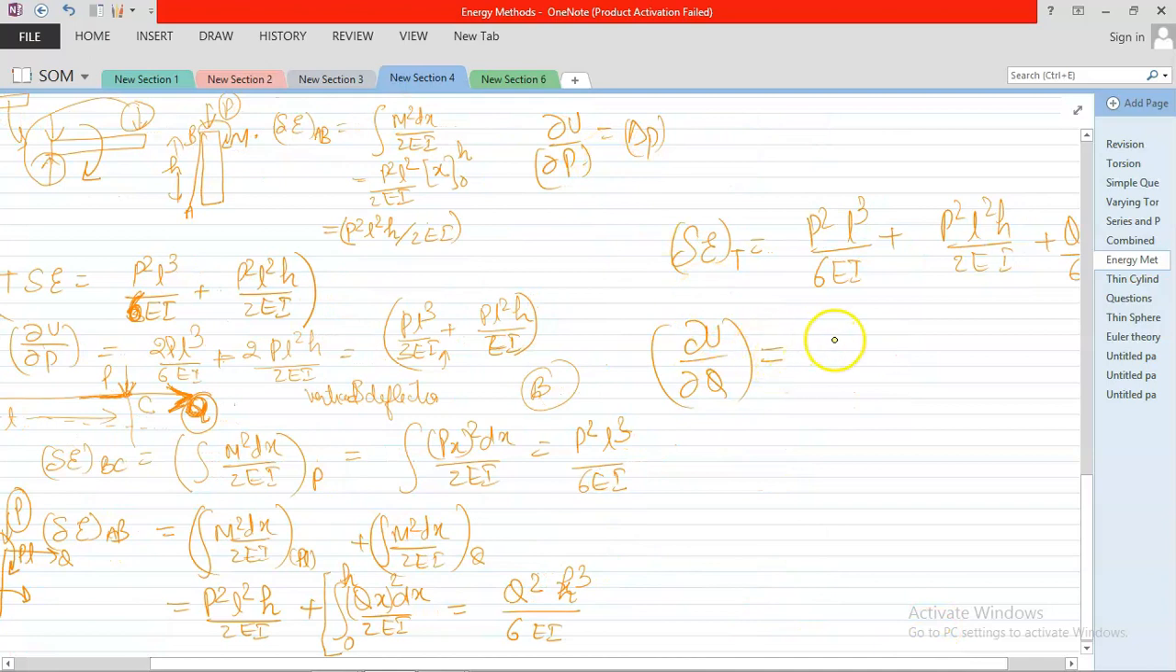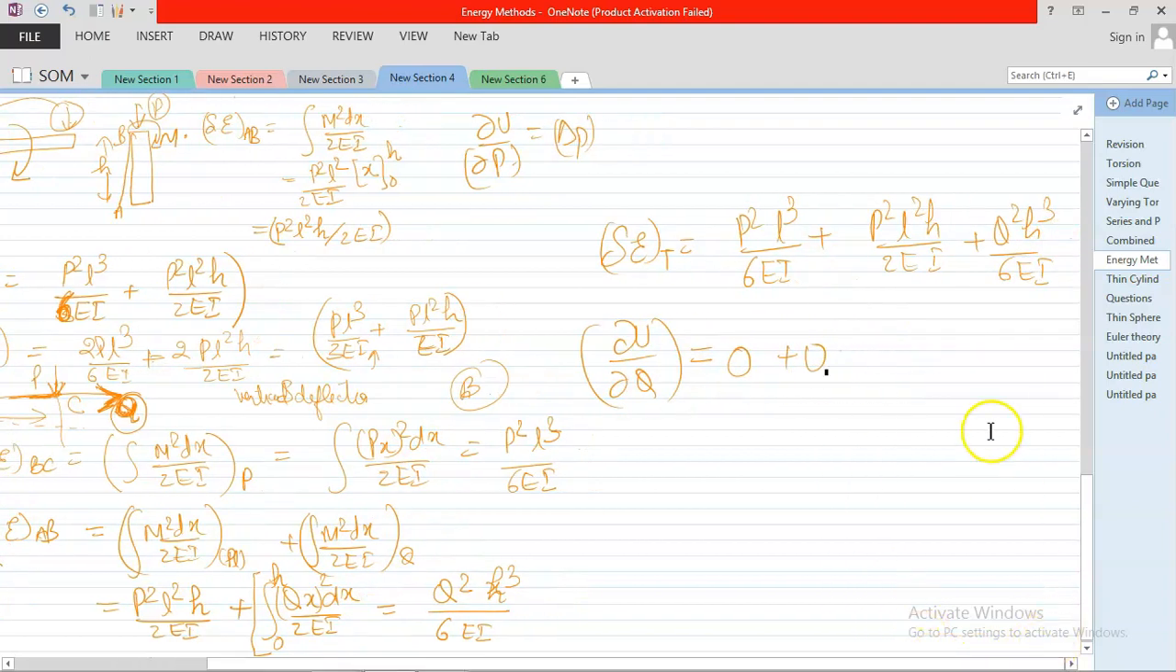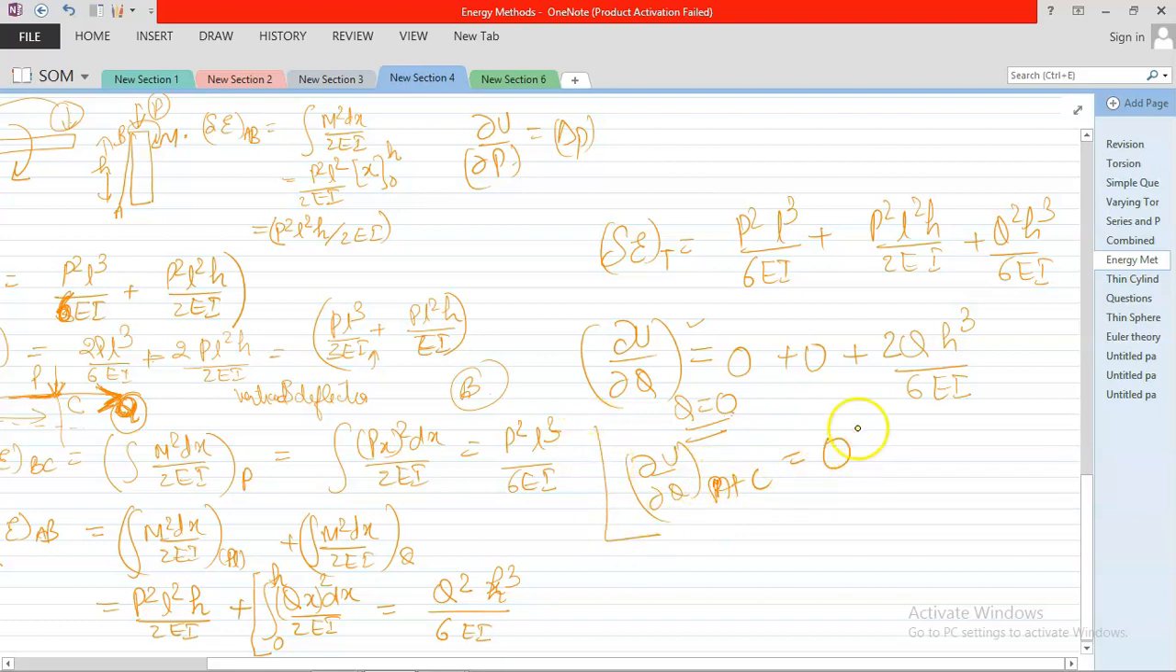So now differentiating with respect to Q, this value is 0, this value is also 0, and here I am getting 2Q, and after that I need to put Q equal to 0. Why? Because there was no load earlier, so I assume the Q load, but I need to put in the strain energy Q equal to 0. Then when I put Q equal to 0, I obtain that at point C there is no horizontal deformation.